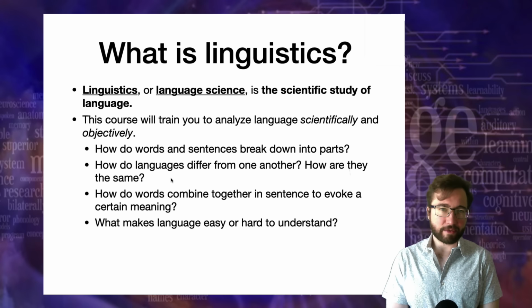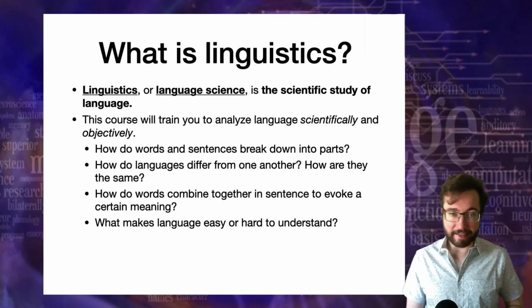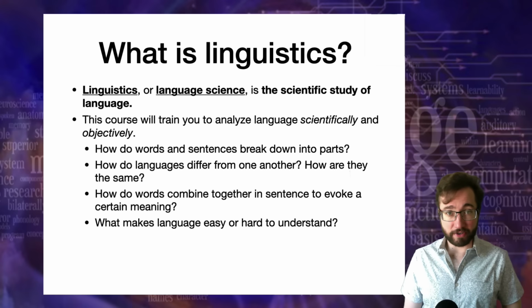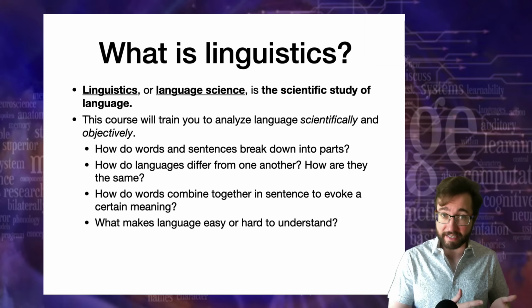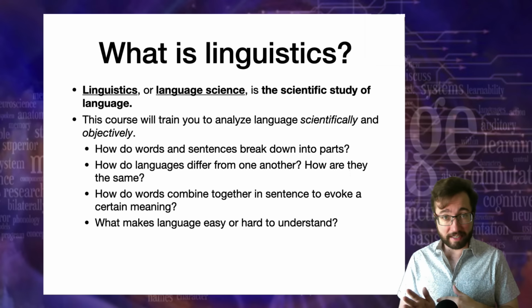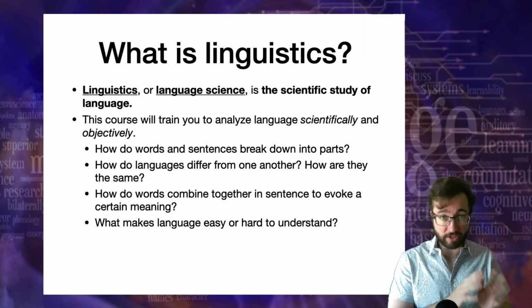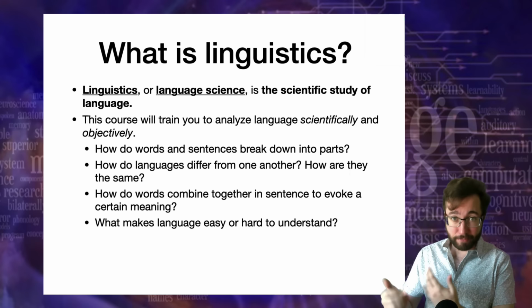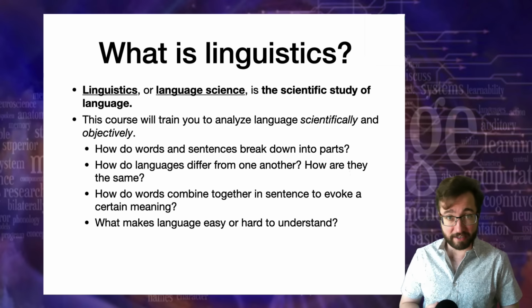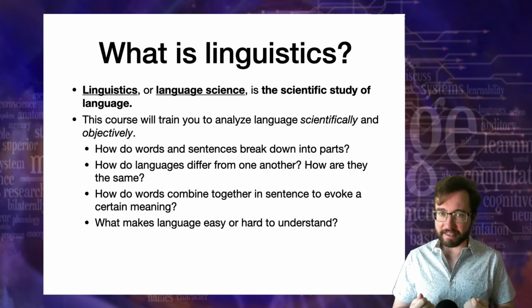What is it that makes language easy or hard to understand? You've almost surely noticed that when you read certain authors or when you listen to certain people, some people are easy to understand, other people are hard to understand. Some sentences are easy to understand, they're just straightforward. Some are hard to understand, they have a really complex structure and you have to really think to understand that sentence. What is it that makes something like a sentence easy or hard to understand?